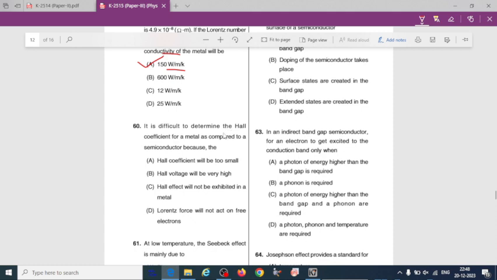It is difficult to determine the Hall coefficient for a metal as compared to a semiconductor because the Hall coefficient will be too small, Hall voltage will be very high, Hall effect will not be exhibited in metal, or Lorentz force will not act on free electrons. So the option here is option A, Hall coefficient will be too small.